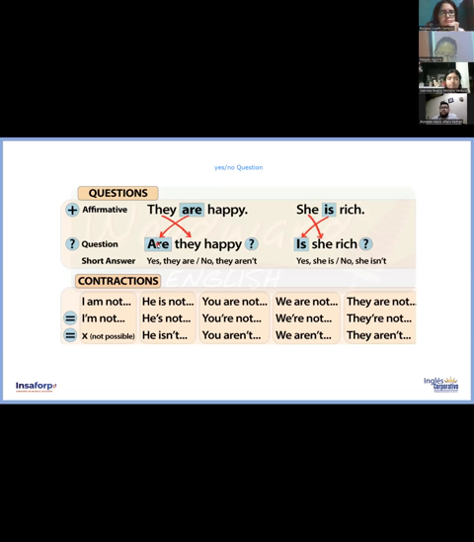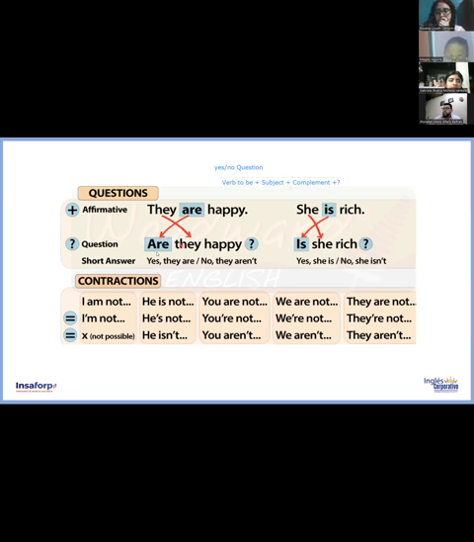Principalmente, el verbo to be va al principio, luego iría el sujeto y luego tenemos el complemento. Esa es la estructura de las preguntas. Sería primero the verb to be, luego iría el subject. Recordemos que el verbo to be tiene que ir de acuerdo al sujeto. Eso es muy importante. Pongamos atención. Then we have the complement. Y no nos olvidemos del question mark to make the question.